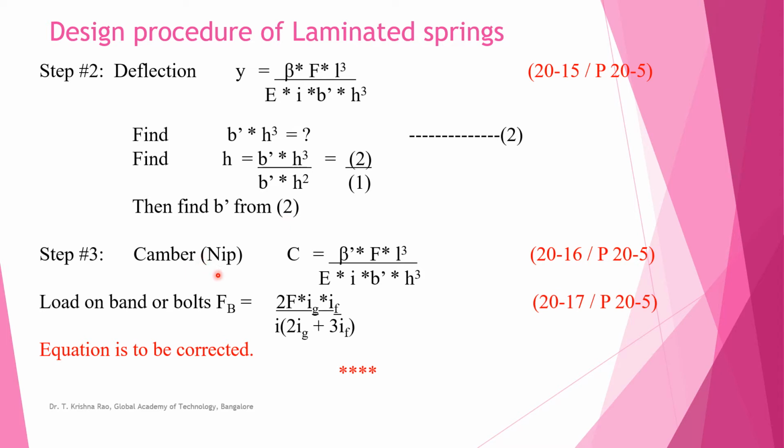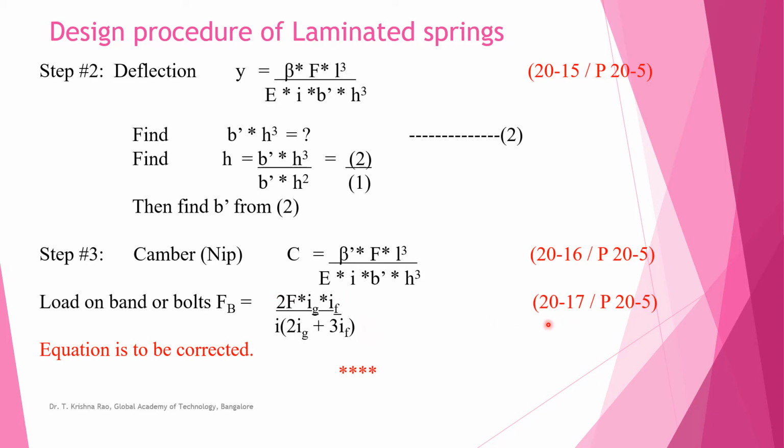Step number 3 is the nip or the gap, camber, curvature height. C equals beta dash FL cube by EI B dash H cube. This is the equation for the camber height, equation number 20-16, second equation, page number 5. Load exerted on the band or bolts, the central band is there. How much load is coming on that is given by this equation.